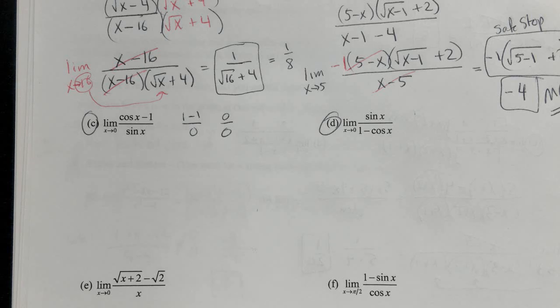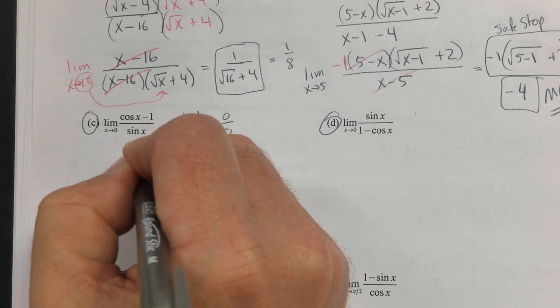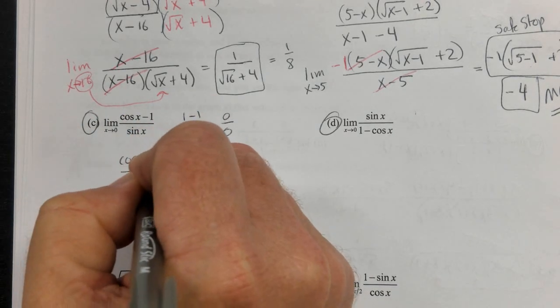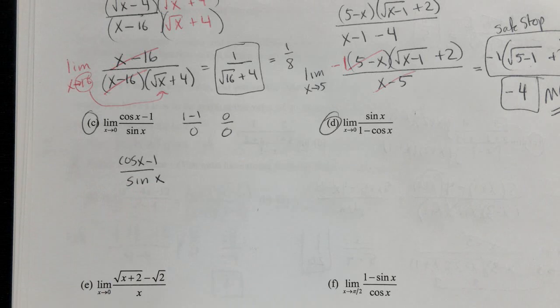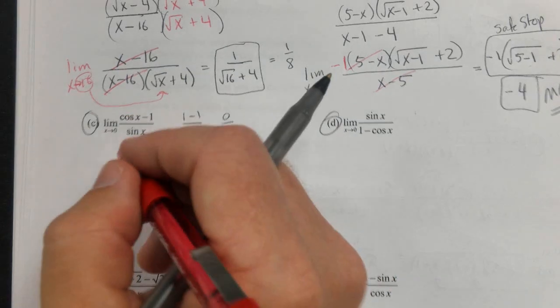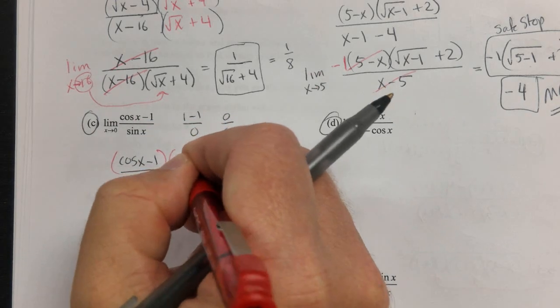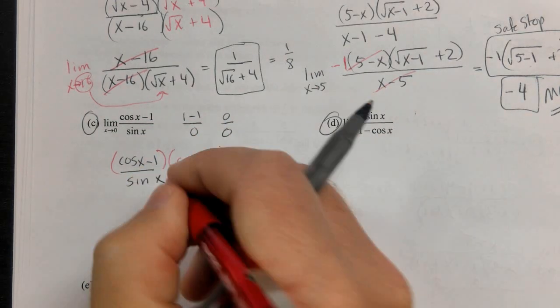There's no fractions to clear up. And so our only option left is multiply by a conjugate. Now there's not a square root in there, but there's also only one side with a minus sign in it. So what do you think we should multiply top and bottom by? Cosine of x plus 1. And we'll just see what happens.